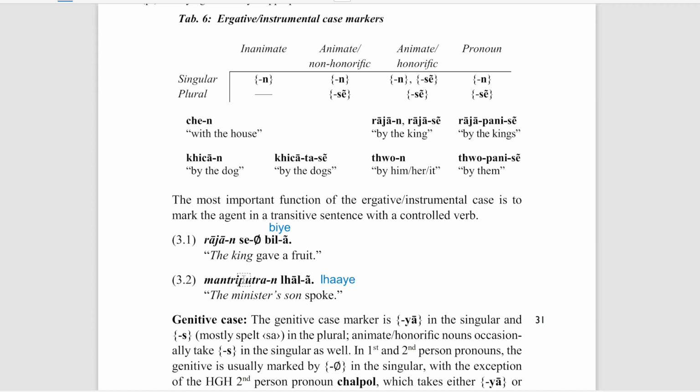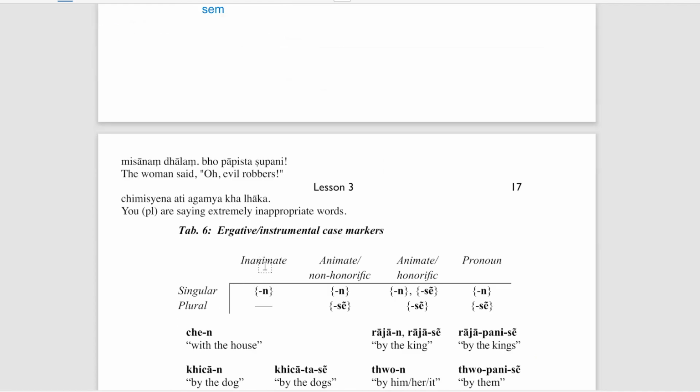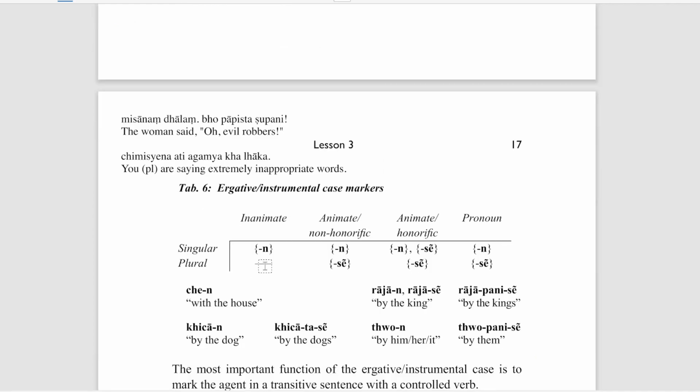If not, I have another two examples about the ergative case that I found from the text we read yesterday. The first one: Misan halen, "Mho babista kubani." Misa is woman in Newar, Mijana is man, Misa is woman. So Misana is in the ergative ending.